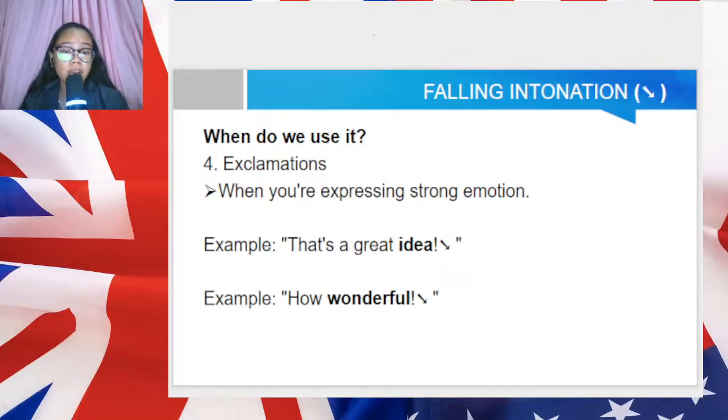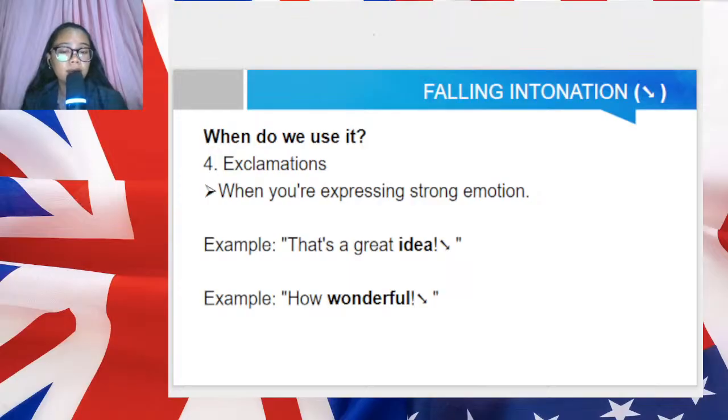So this is where English can truly sparkle with emotion, and intonation plays a huge part in making those strong feelings clear. When we use falling intonation for exclamations, it's about expressing strong emotion in a way that feels complete and definitive. Okay, maybe an analogy would be like a roller coaster. Imagine you are in a roller coaster ride. Your voice might climb up a bit, building.